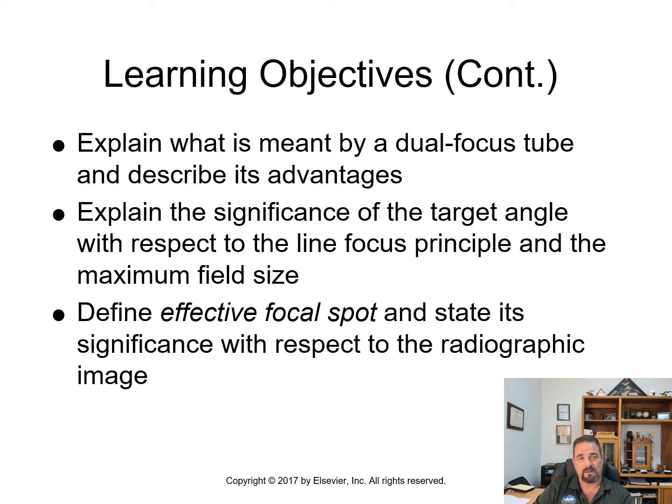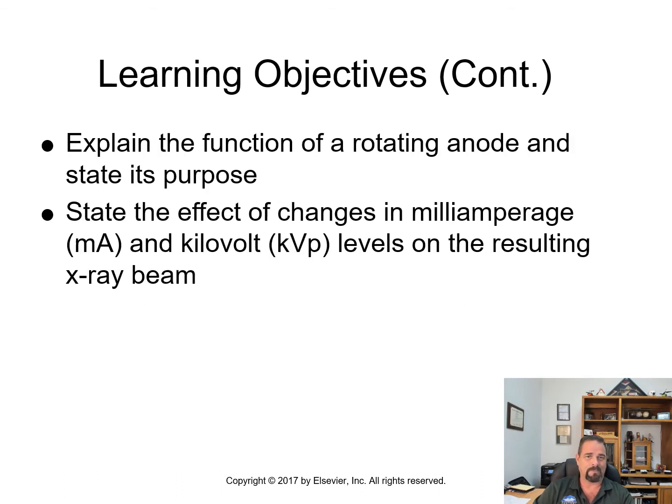of each. We're also going to explain what is meant by dual focus tubes and also describe its advantages and disadvantages. We'll also talk about the significance of the target angle when you're doing X-ray imaging with respect to the line of focus principle and also the maximum field size. We'll also define effective focal spot and state its significance with respect to the radiographic image. Also, we need to learn about the function of the rotating anode and state its purpose, why it does rotate, and state the effective changes in milliamperage (mA) and kilovoltage (kVp) levels on the resulting X-ray beam.